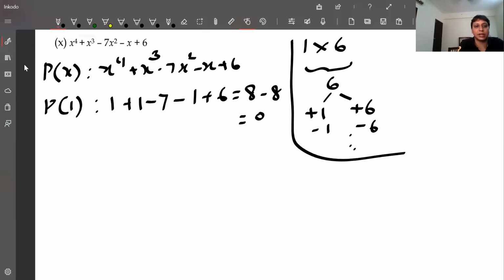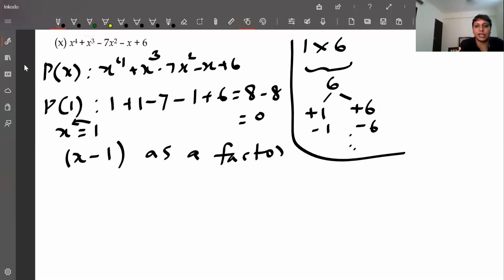So that means x is equal to 1. Taking 1 to the other side, you get x minus 1 as a factor. Okay, so we got the first factor. Now what we need to do is divide the polynomial by x minus 1.